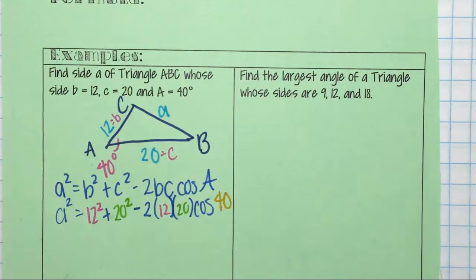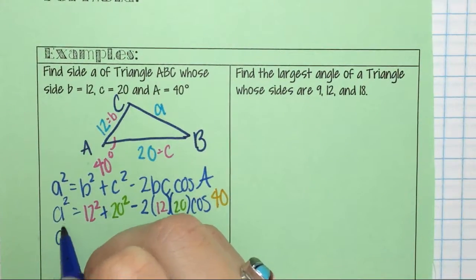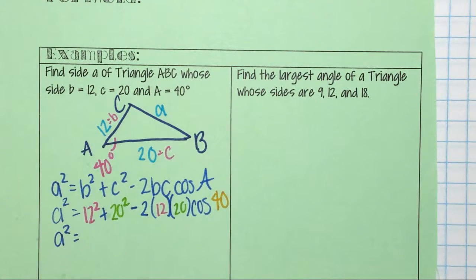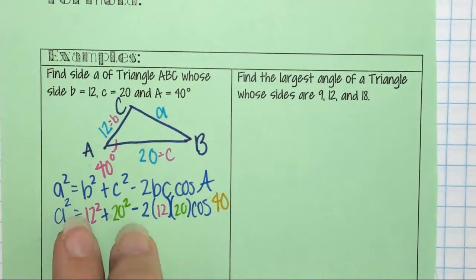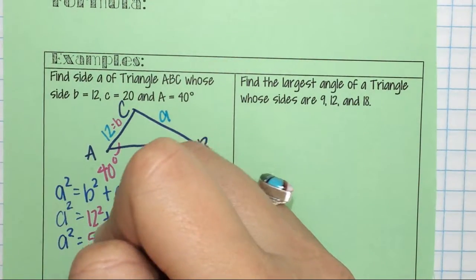What's 12 squared? 144. And what's 20 squared? 400. Let's go ahead and combine those because we're fancy. What's 144 plus 400? 544.